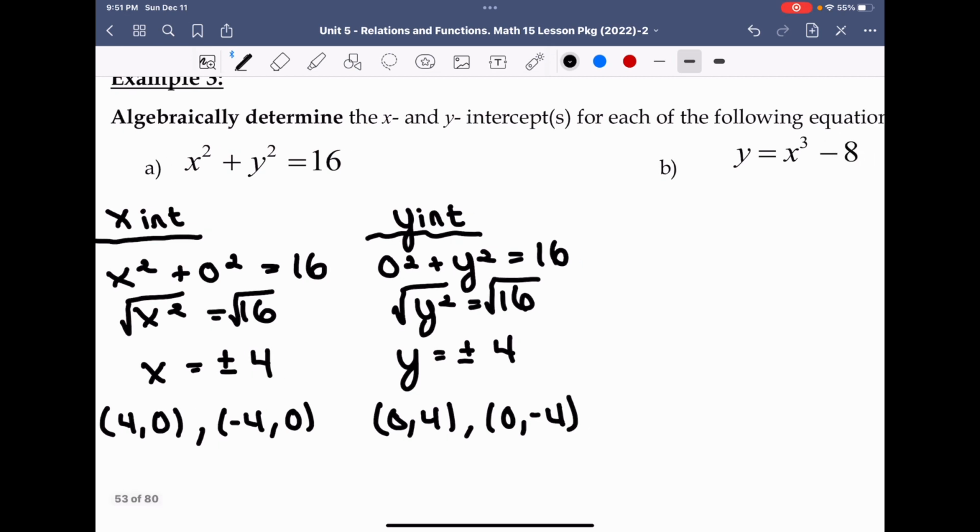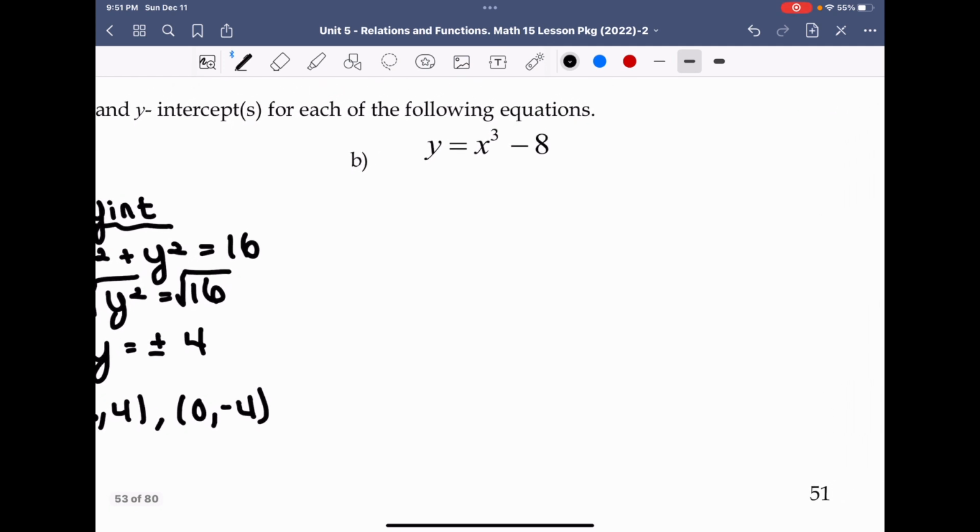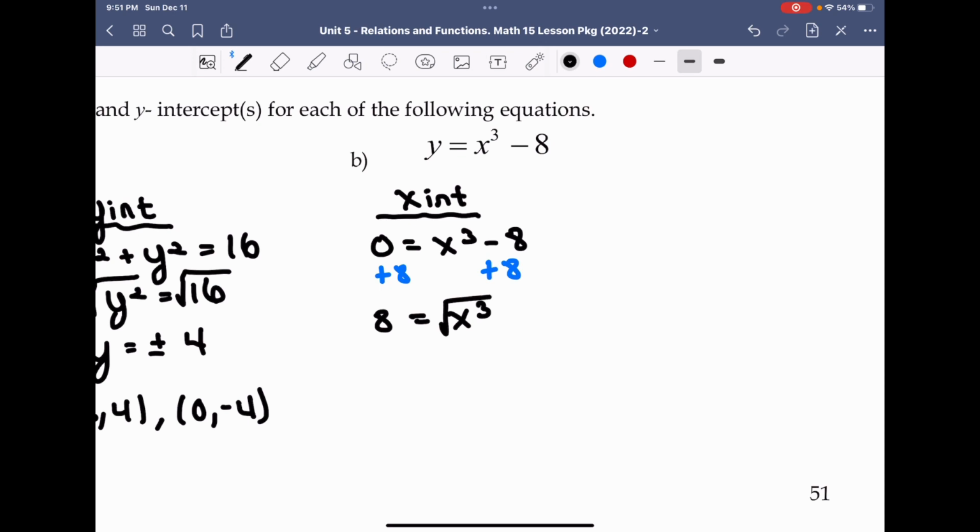All right, and now for part B of this example, we're going to do the exact same thing. X-intercepts are found when we set the y value equal to 0. So 0 is equal to x cubed minus 8. I add 8 to both sides. This is going to give me 8 is equal to x cubed. In order to undo a cube, I have to cube root, and the cube root of 8 is strictly equal to 2.